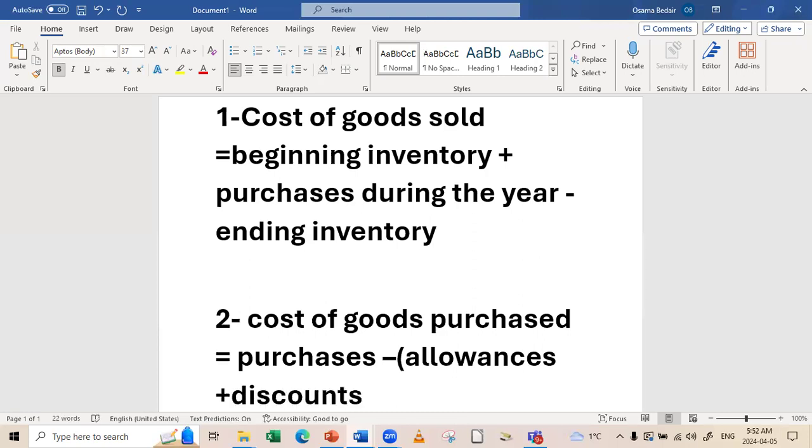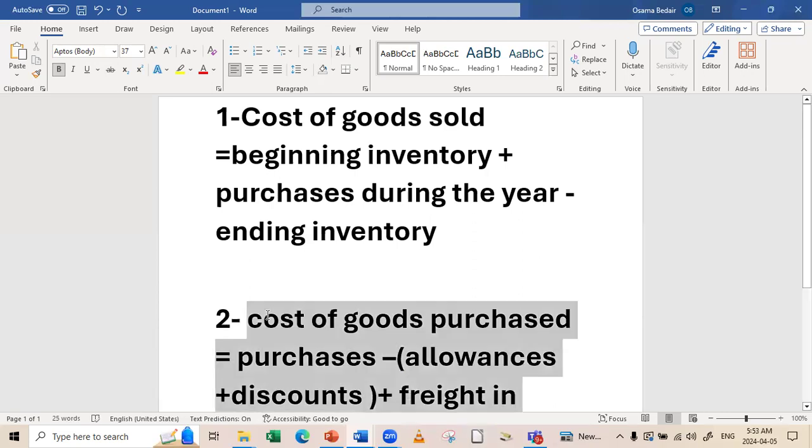Because simply I didn't pay this. I paid only the purchases, then I have to deduct the allowances which the seller gave me and the discounts also which the seller gave me. That will equal purchases minus allowances and discounts plus the freight in. Freight in means the transportation cost from the seller's shop into my own warehouses. So this is the second equation.